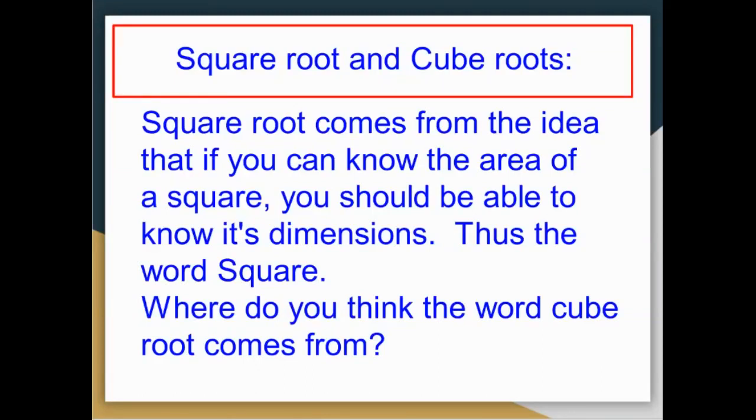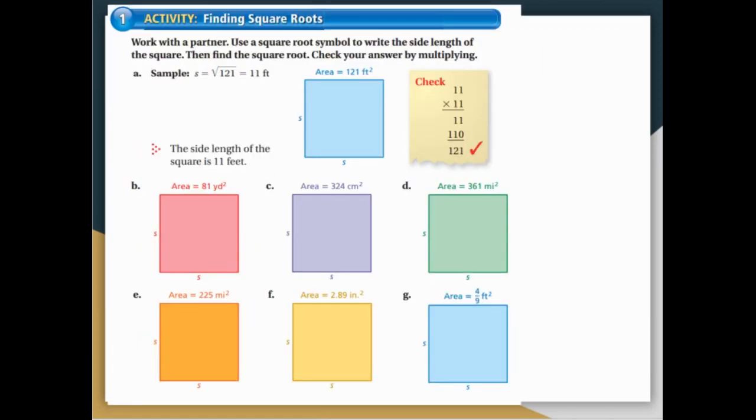So we're going to talk about square roots and cube roots. The square root comes from the idea that if you know the area of a square, you should be able to find its dimensions. Thus, the word square. Where do you think the word cube root comes from? Let's talk about square roots a little more.